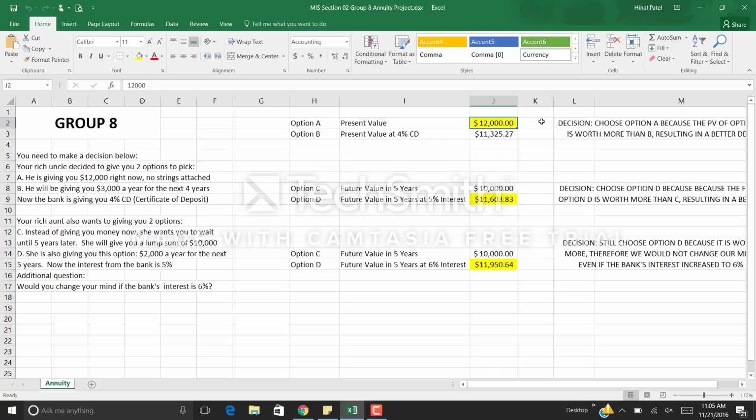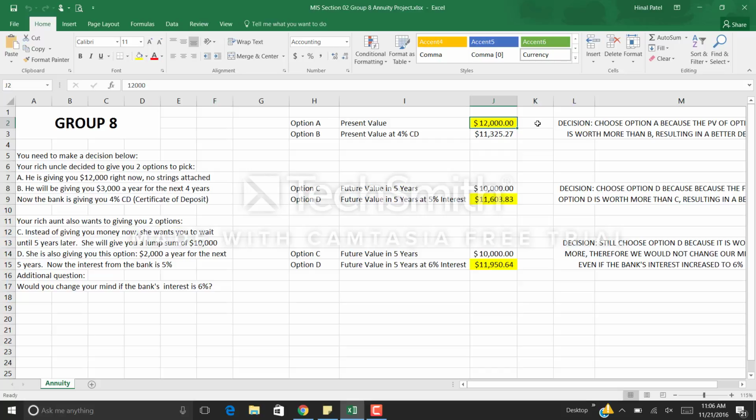We evaluated these decisions by discounting option B back to present value in order to match the same time period of option A because money always needs to be evaluated in the same time value when making decisions. One cannot be in the future and one cannot be in the present because the value of the exact same amount of money could be different. As a result, we use the present value function on option B to figure out the current value of the $3,000 that we will be given for the next 4 years.